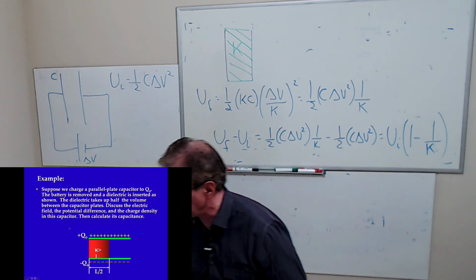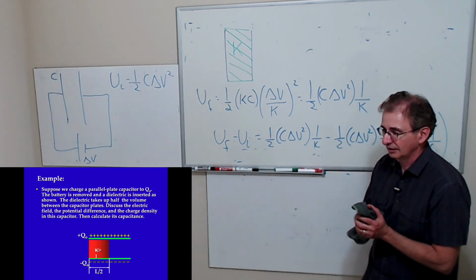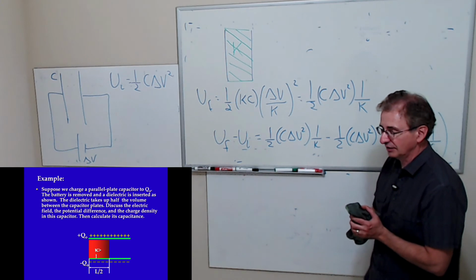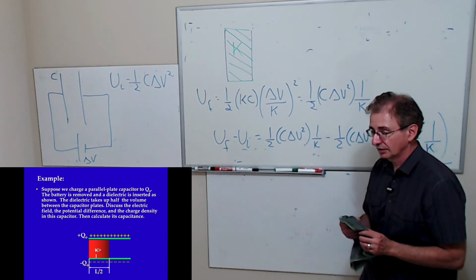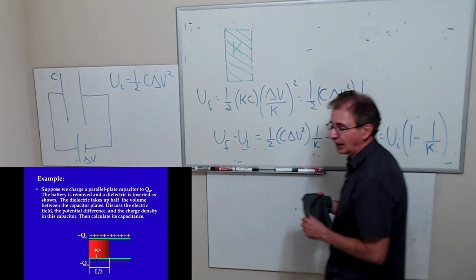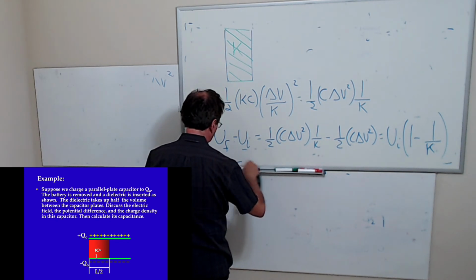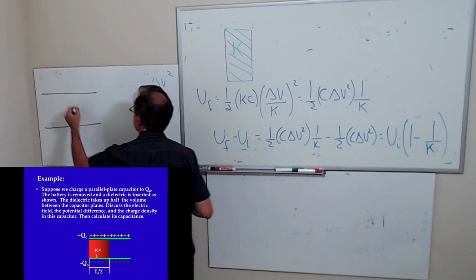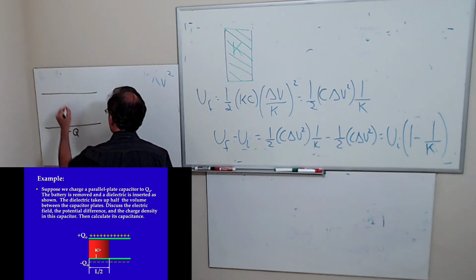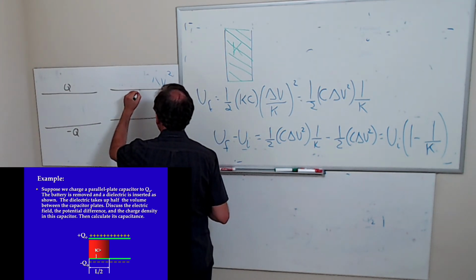Okay. Let's do another example. Suppose we charge a parallel plate capacitor again. We remove the battery. And then we insert a dielectric so it takes up half the volume in between the plates. So I start with this. And I end up with this.